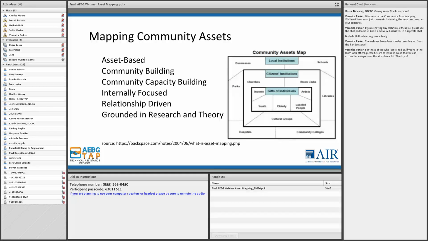And finally, community asset mapping is grounded in research and theory. You heard Jana speak earlier about Kretzmann and McKnight, who have studied the issue for more than 30 years. And one of the things that we know is that the participatory action research model that mapping community assets is built on is really a fundamental principle of that continuous learning cycle that we'll talk more about later in the PowerPoint.